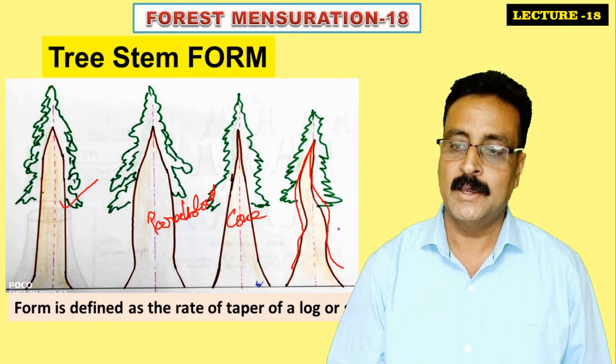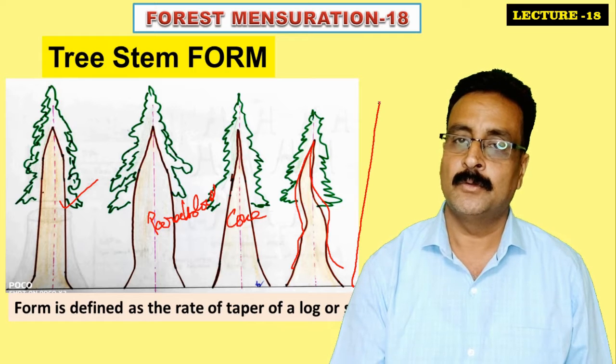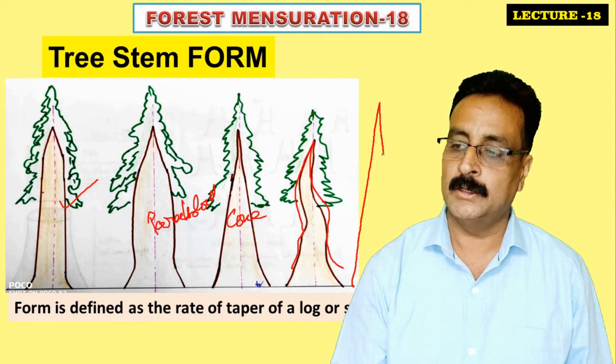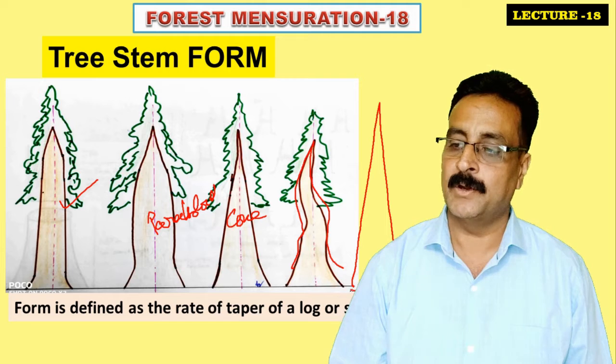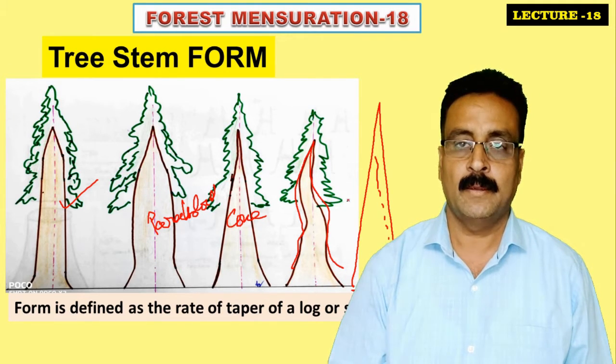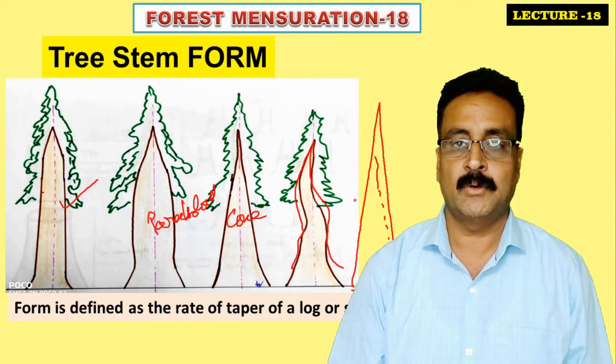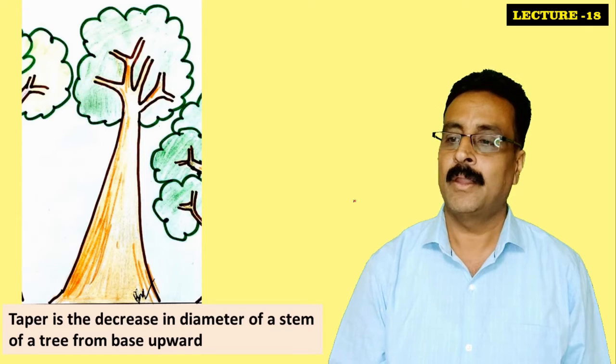So it is defined as the rate of taperness of a log. Rate of taperness, as we go from base to the top, how the tree tapers. At the base it is wide, slowly as we go along the height, the stem tapers down. So we'll study about the tree stem form.